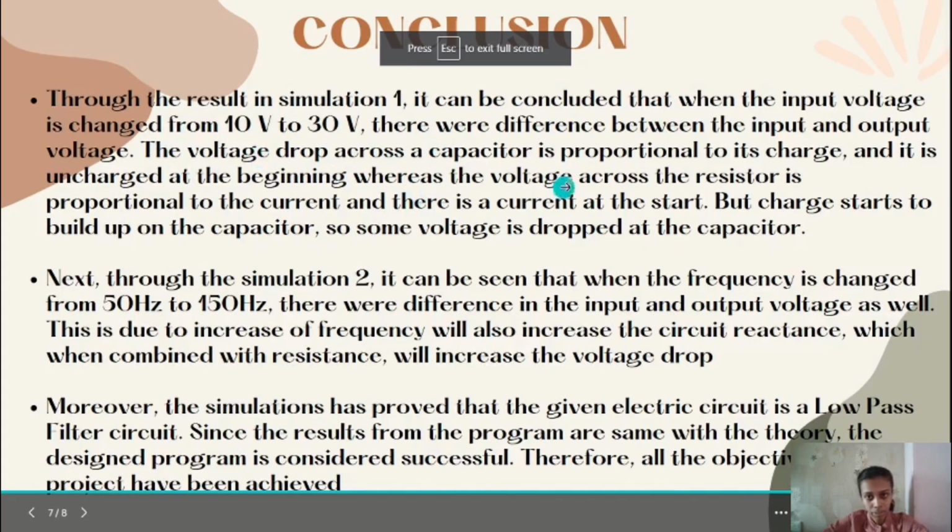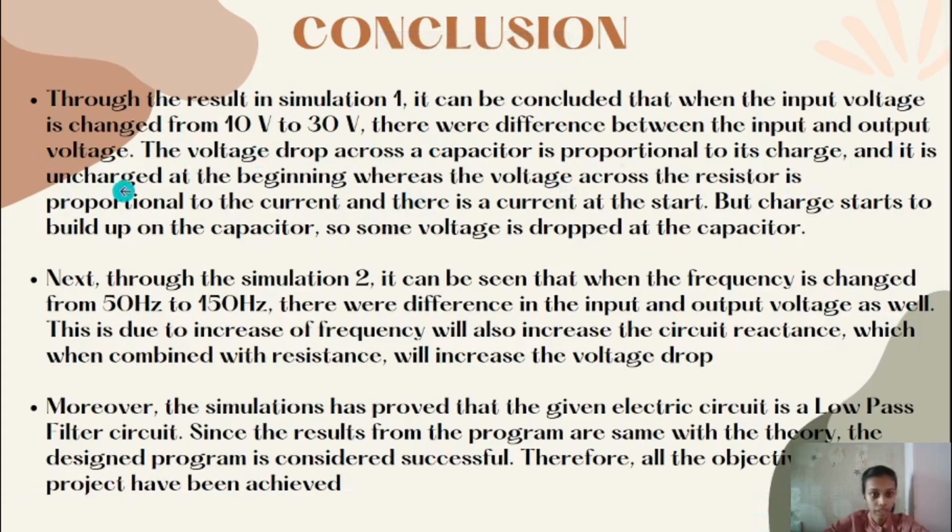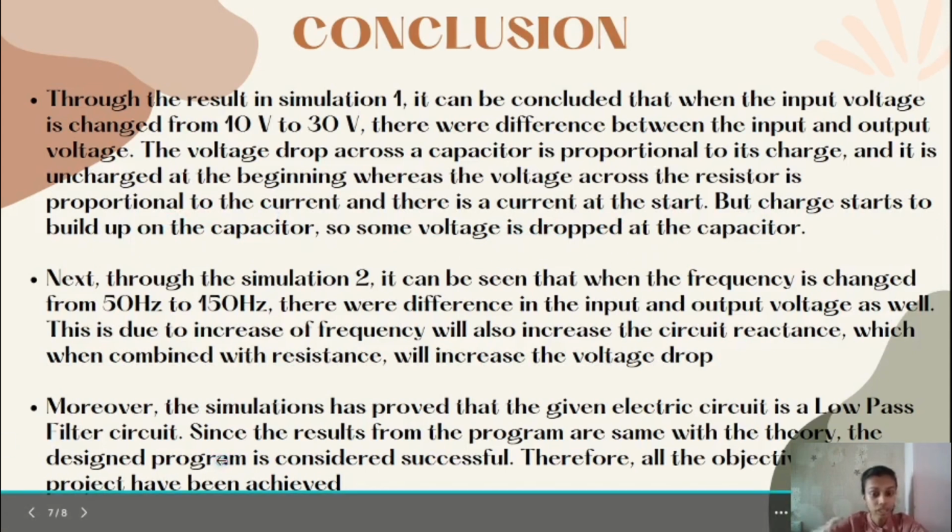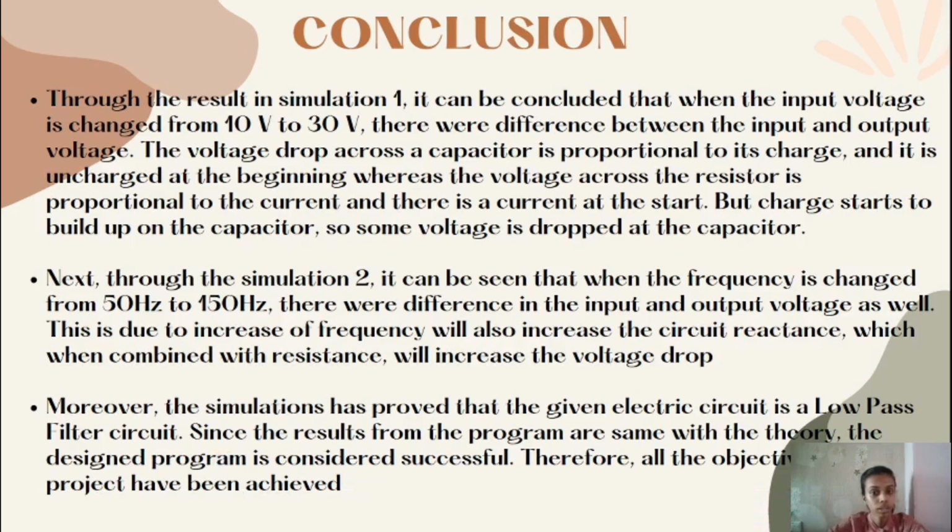The voltage drop across the capacitor is proportional to its charge and it is uncharged at the beginning, whereas the voltage across the resistor is proportional to the current and there is a current at the start. But charge starts to build up on the capacitor, so some voltage is dropped at the capacitor. So initially the capacitor voltage is 0, so the resistor voltage is equal to the supply voltage.